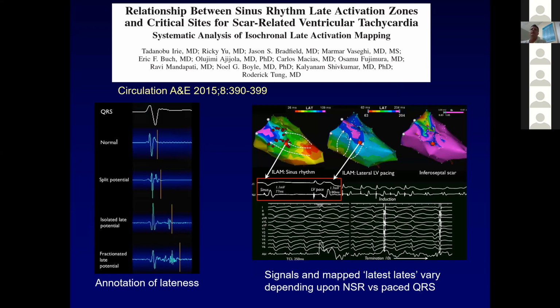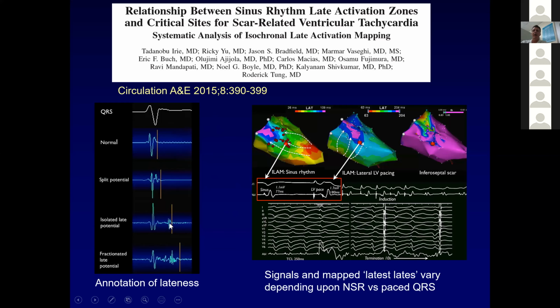The approach to mapping again is influenced by wavefronts. It's very difficult to identify a rhythmogenic substrate if you just map in one rhythm sometimes. And Rod really drove this point home in this very beautiful paper. This is one of my favorite papers that I encourage all fellows to look at, where if you look at this QRS and we annotate late potentials, which are indicators of slow conduction into a scarred myocardium, you can then measure these yellow lines to indicate timing. And the lateness of that is a surrogate for slow conduction into that area.